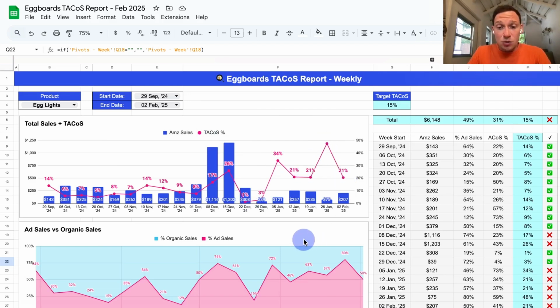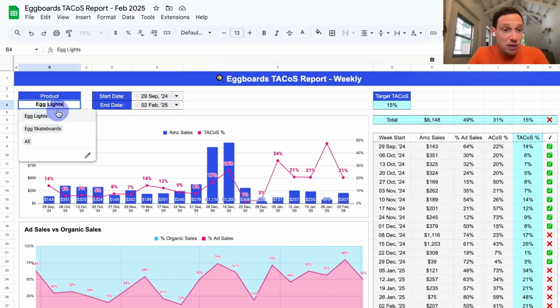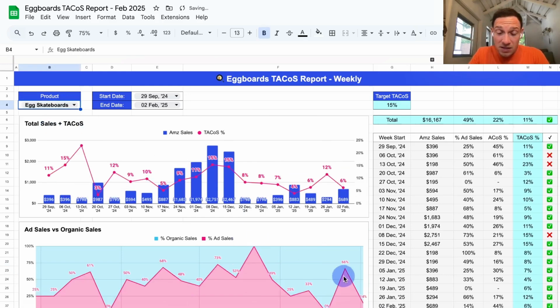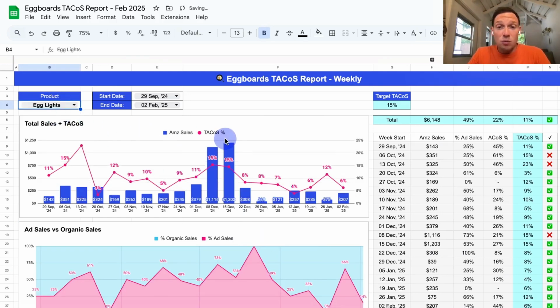And this is also confirmed by the fact that my breakdown between organic sales and advertising sales is much different than the skateboards. Almost 80% of my sales are coming from ads. This is different than skateboards, where I have like 66% at the peak, but then sometimes it's 0% or 14%. It's much less. So what does this tell me?